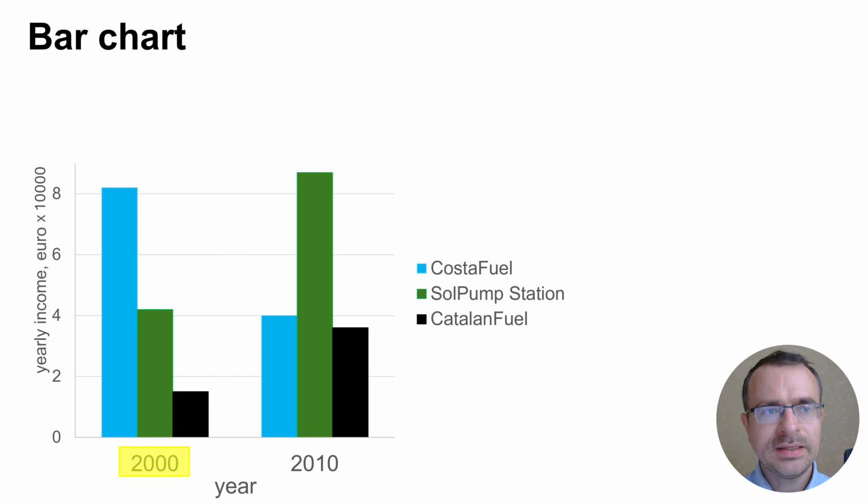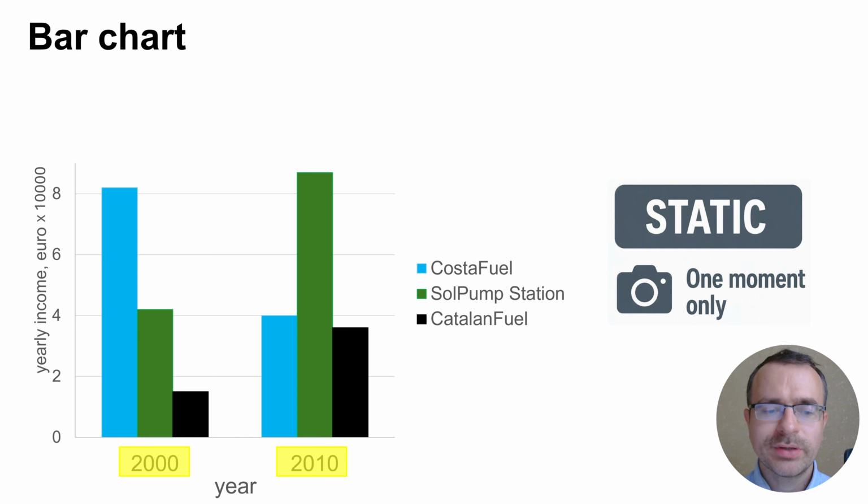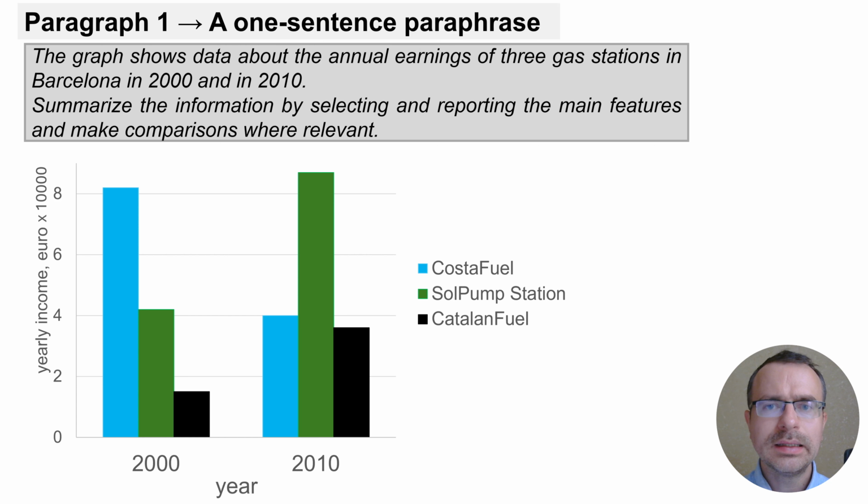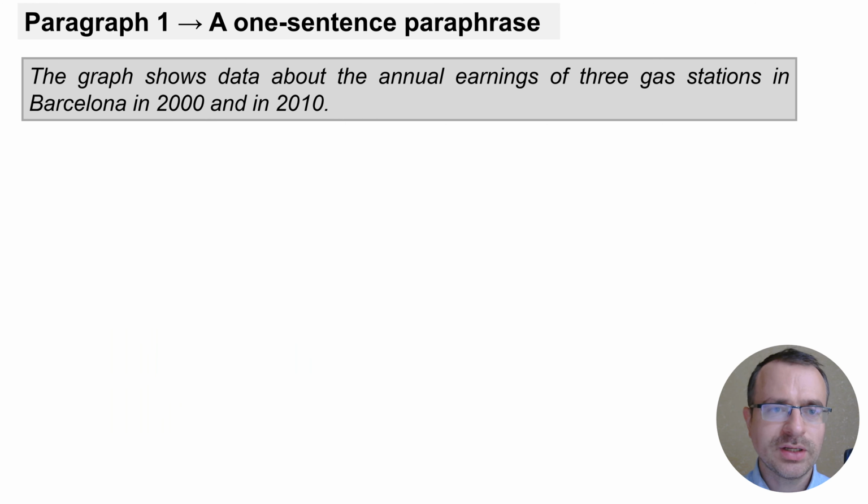So for the bar chart, first of all, we need to identify, is it dynamic, static, or the process diagram. So here we have the 2 years, year 2000 and year 2010. Probably we have the comparison. Well, that's really obvious. So it's just a static chart because it captures one moment only. So let's try to paraphrase the first sentence. To do that, we need to have the legend as well.